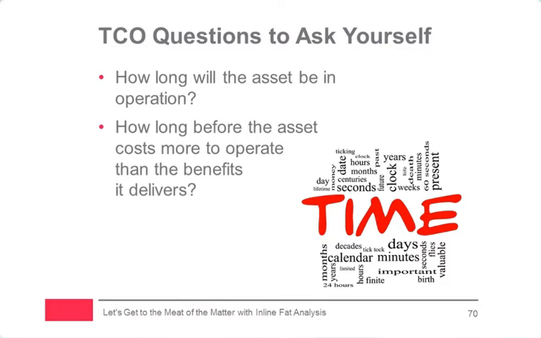The additional piece of information required to undertake a total cost of ownership assessment, of course, is the length of time that the asset will be in operation. This question is often answered by considering how long it will be before the asset costs more to operate than the benefits it delivers. Eagle FA3 systems are expected to have a life of at least 10 years in operation.